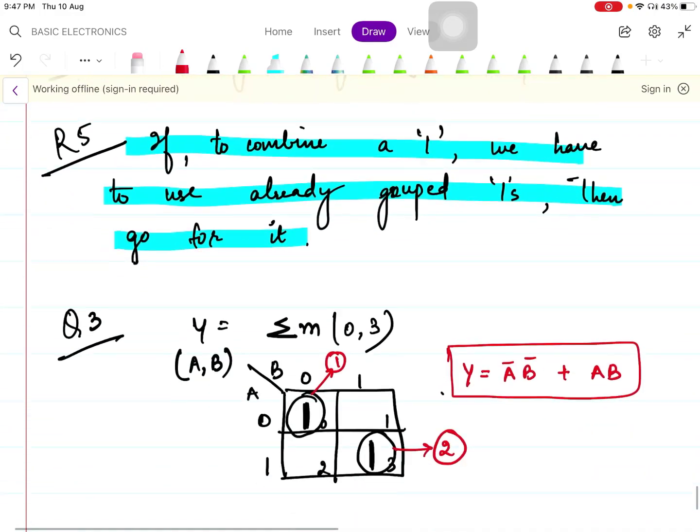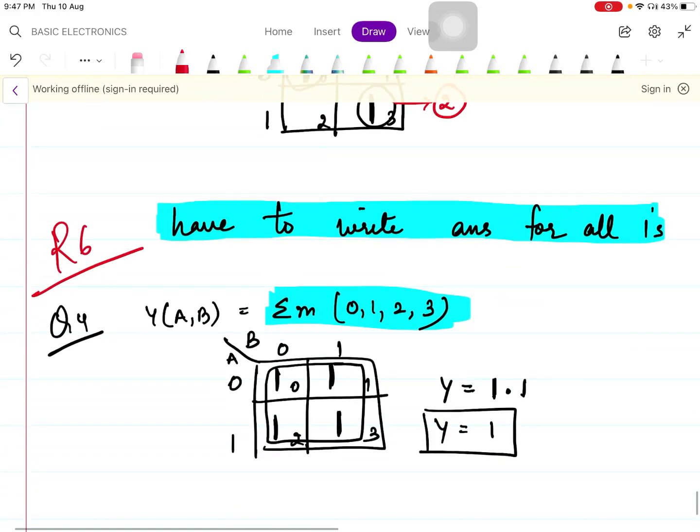So I hope that the two variable K-map might be useful to you all. In the further lectures, we will move on to the three variable K-maps and four variable K-maps as well. And then I'll also show you how to realize the expressions with the universal case.